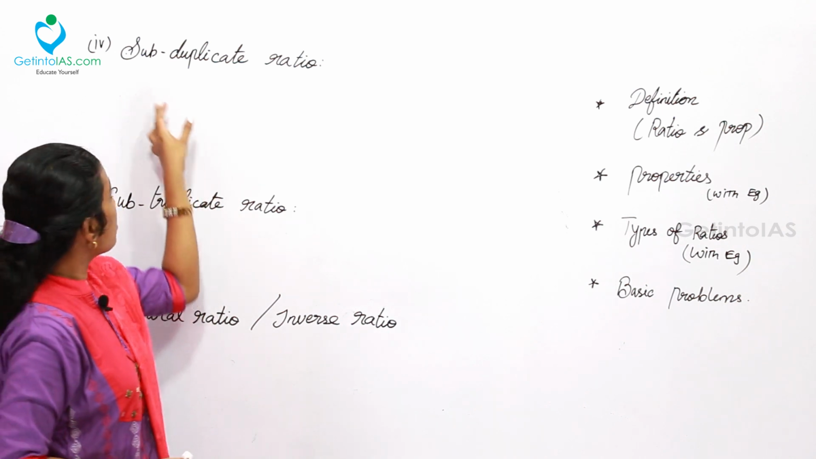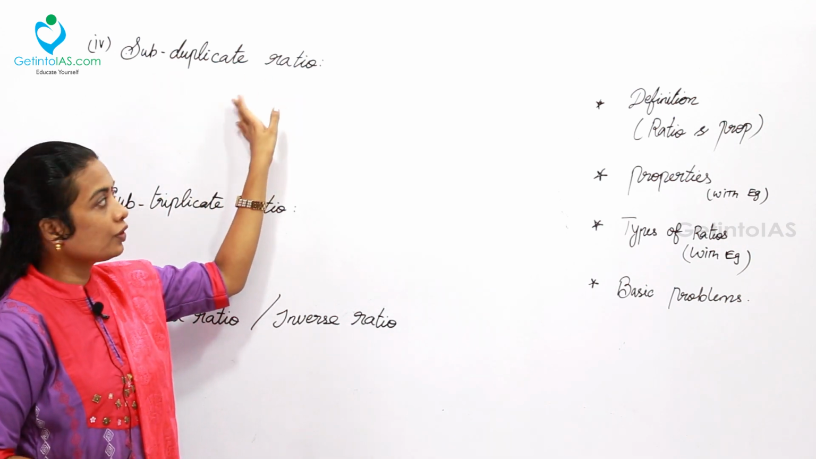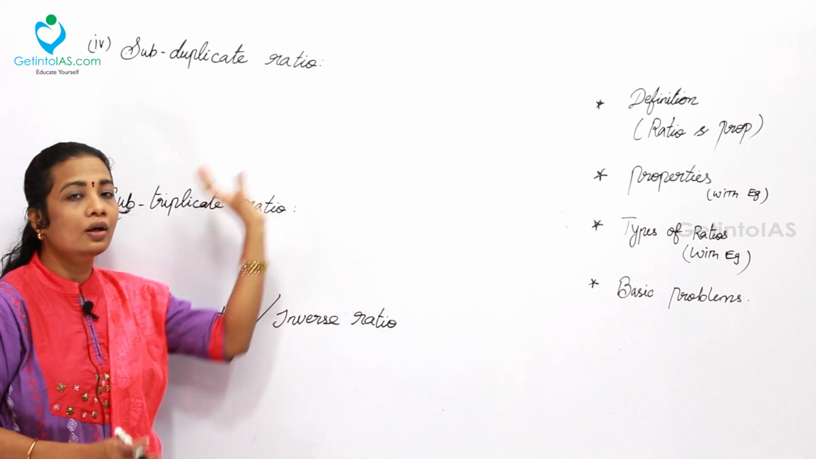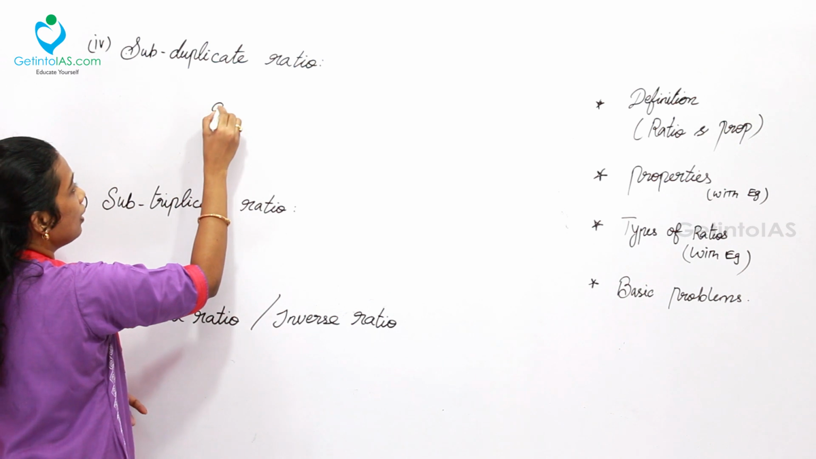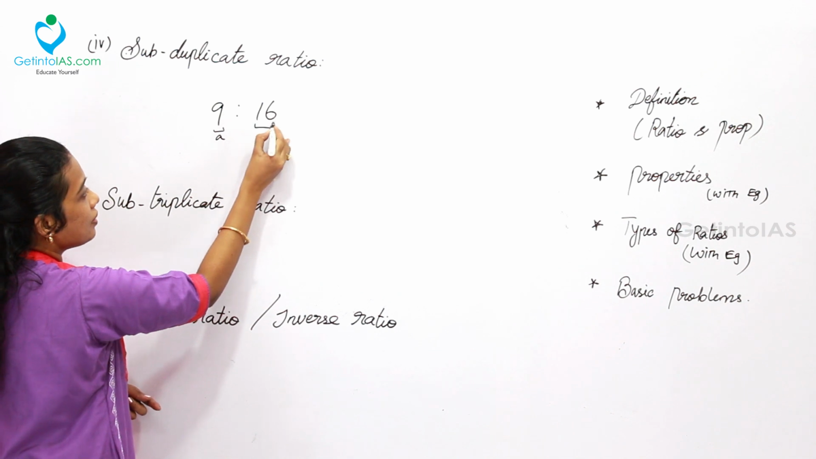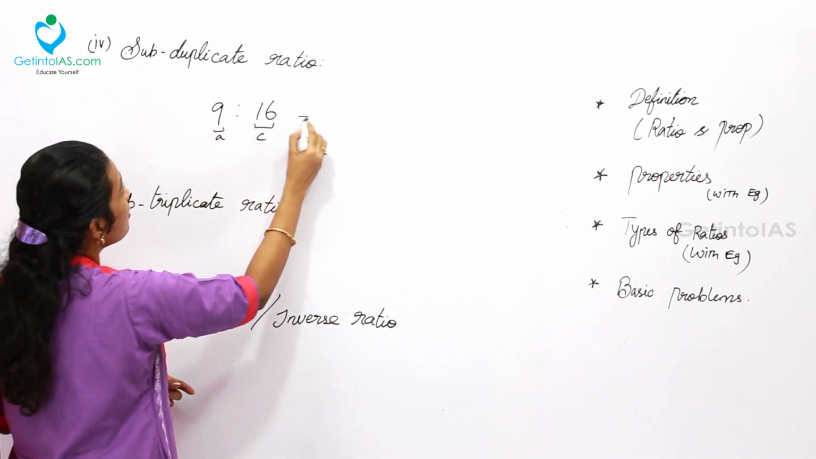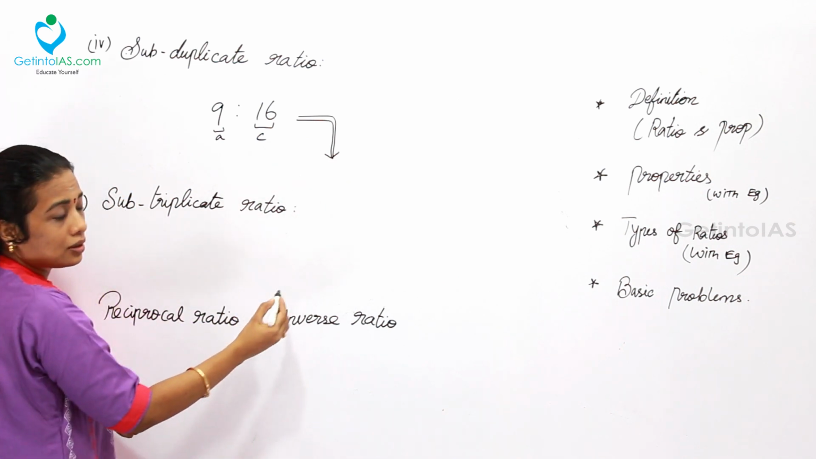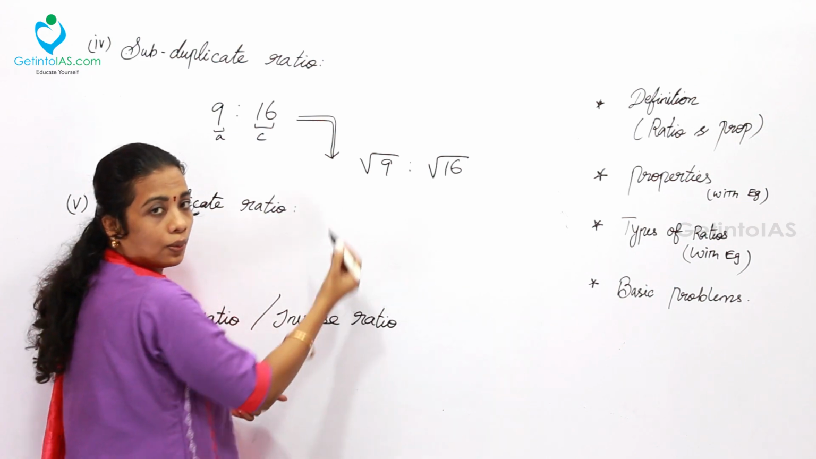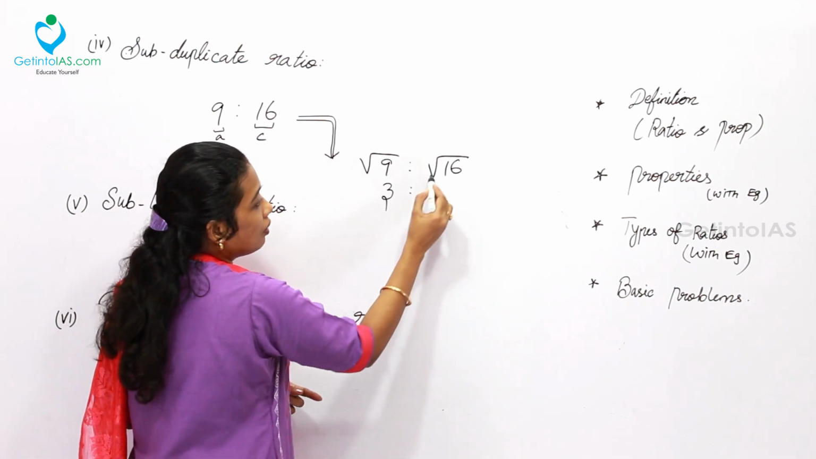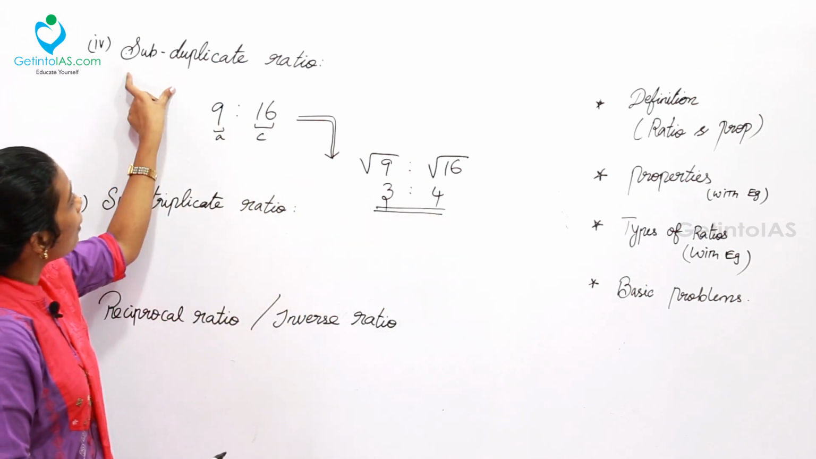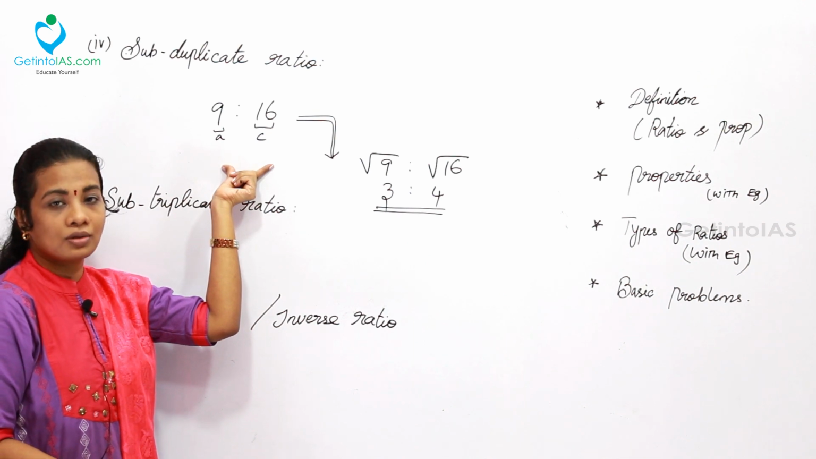That's all. The next ratio is subduplicate ratio, which is nothing but you want to take the square root of the antecedent as well for the consequent. Say for example, 9:16. The first part is antecedent, second part is consequent. So what is the subduplicate ratio of this is simply the square root of 9 is to the square root of 16. What is square root of 9? That is going to be the 3. Square root of 16 is going to be the 4. 3:4, which is the subduplicate ratio of 9:16.